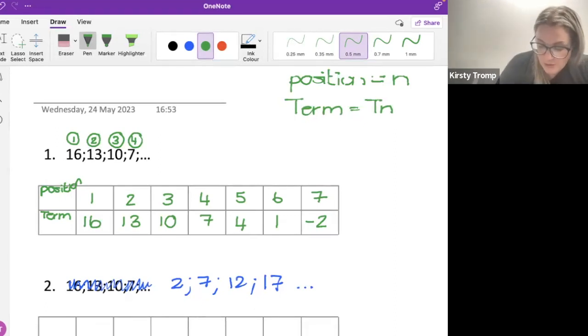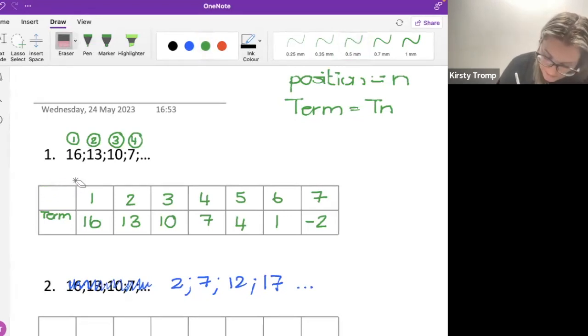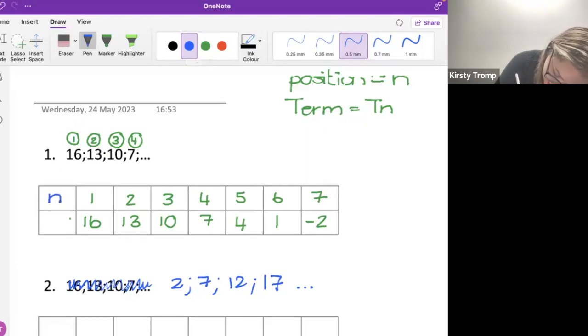So if I was going to fill that into my block over here, I would say that this here is my N, my position, and this here is my term, my T N.